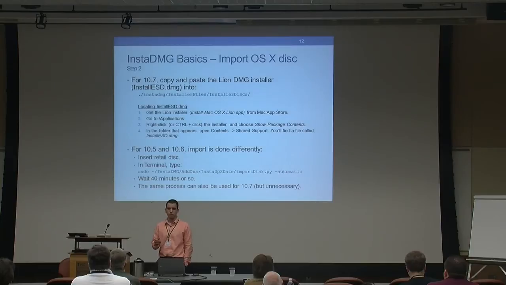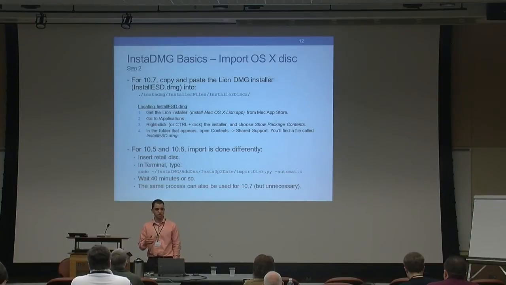And when you get there, you're going to see a folder called Contents. You're going to click on that, then open Shared Support, and you're going to find the InstallESD.dmg file, which you're going to then copy over to your InstaDMG directory. So it's going to be under InstaDMG, InstallerFiles, and then InstallerDisks. And all you've got to do is just copy and paste or just drag and drop.